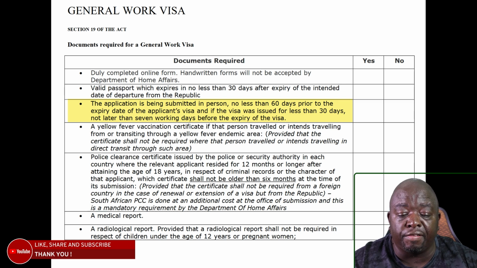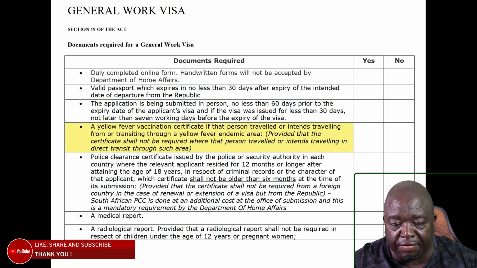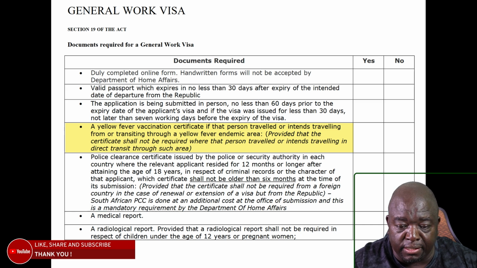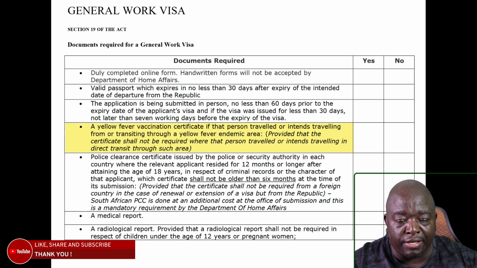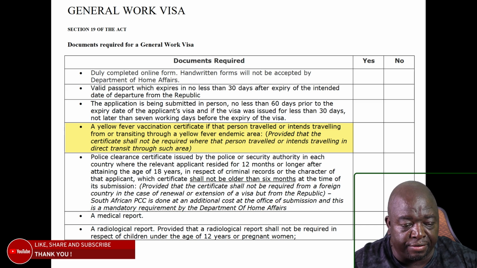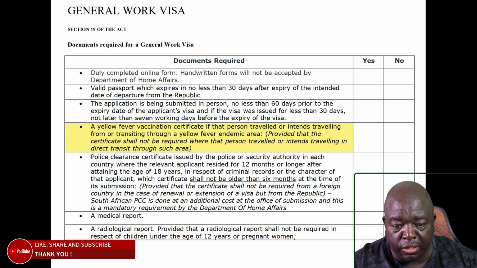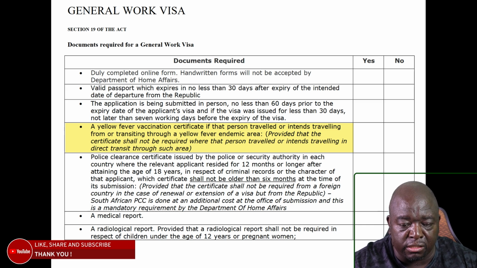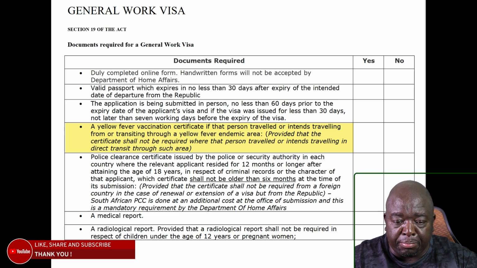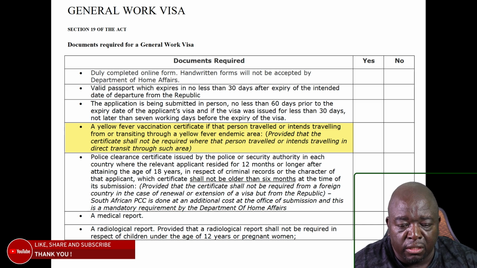Yellow fever vaccination certificate, if the person traveled. This we don't need because we are within South Africa and we are not traveling anywhere else. That is a yellow fever red zone, so this stipulation doesn't apply for us.